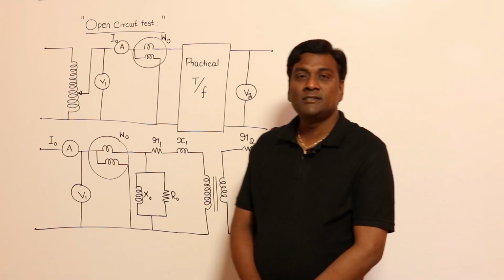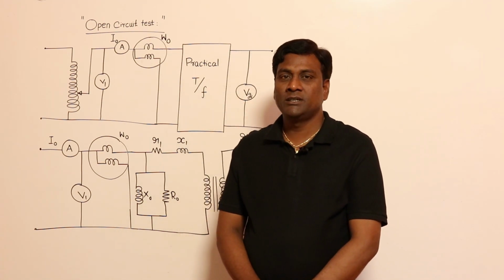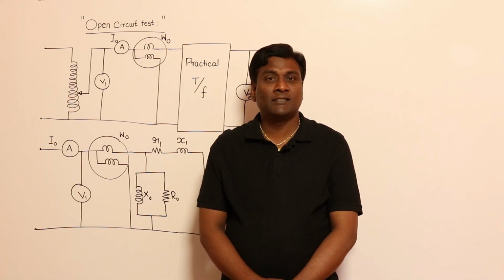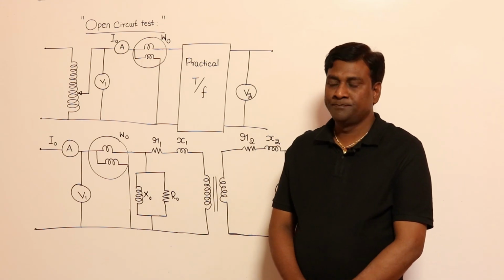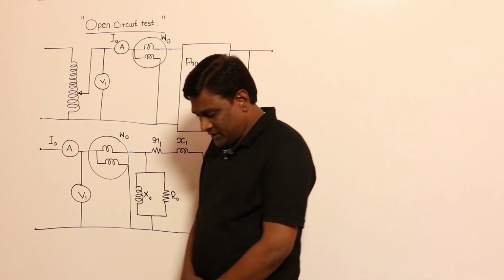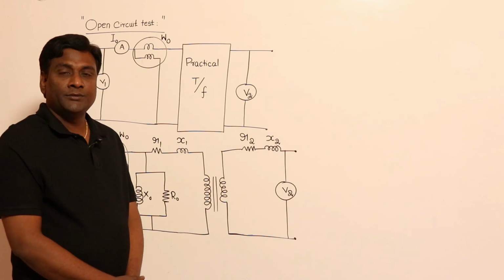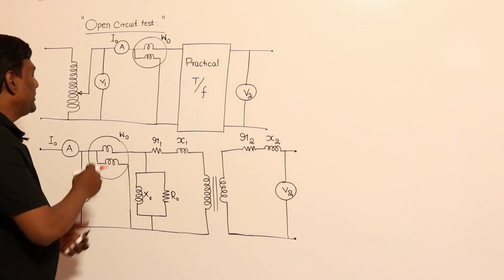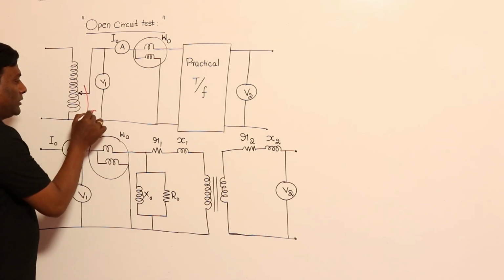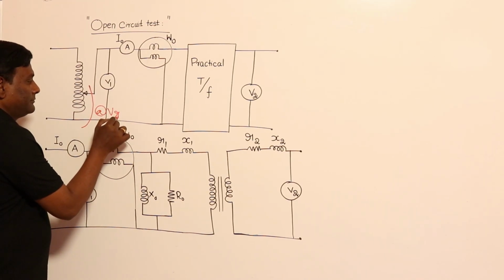In this session, let us discuss the OC test, or open circuit test. Basically, the open circuit test is conducted to find the shunt branch parameters and turns ratio of the transformer. Now, the point here is how to find the shunt branch parameters. And the second thing is, one important condition: this test should be conducted at rated voltage and rated frequency.